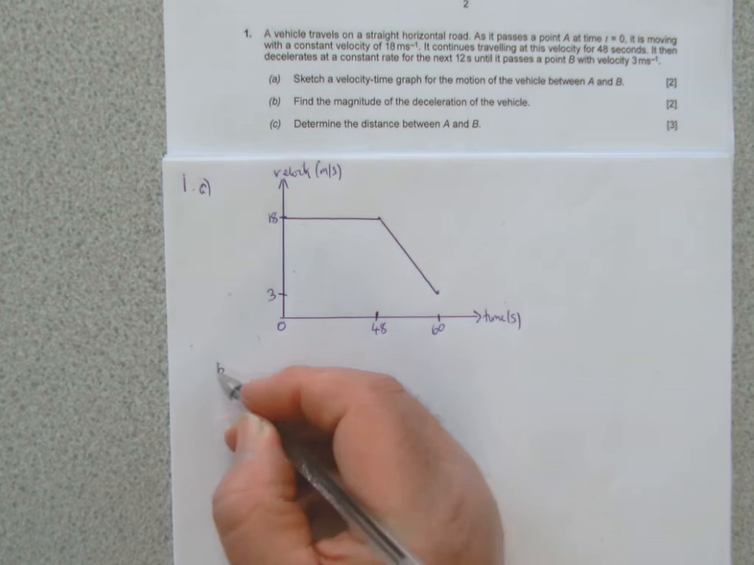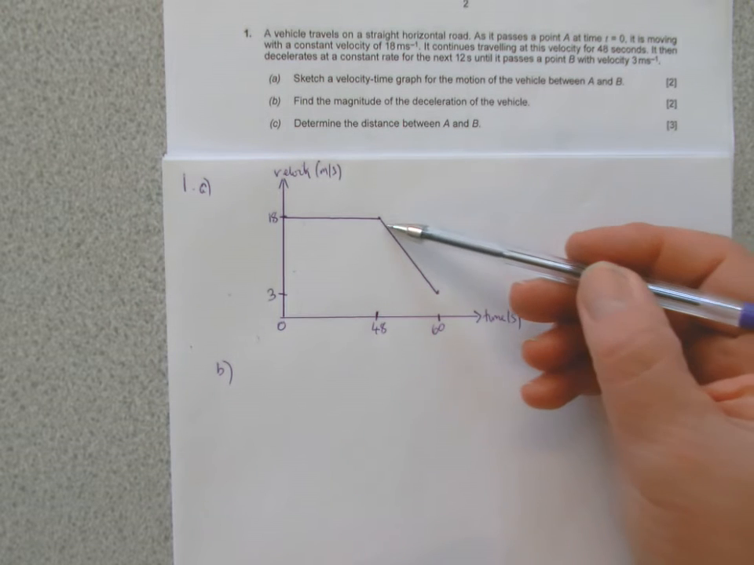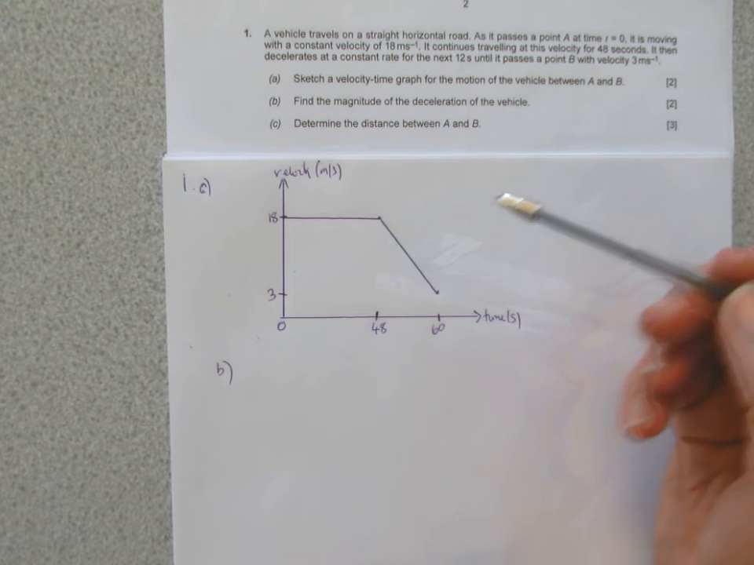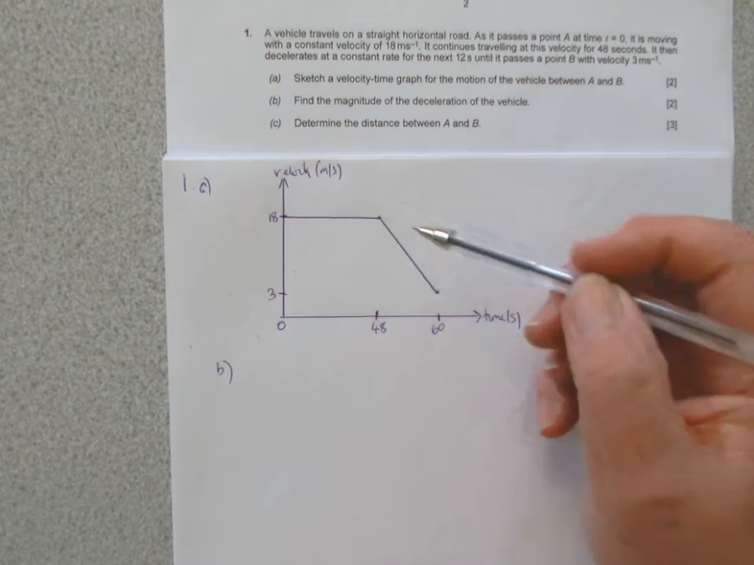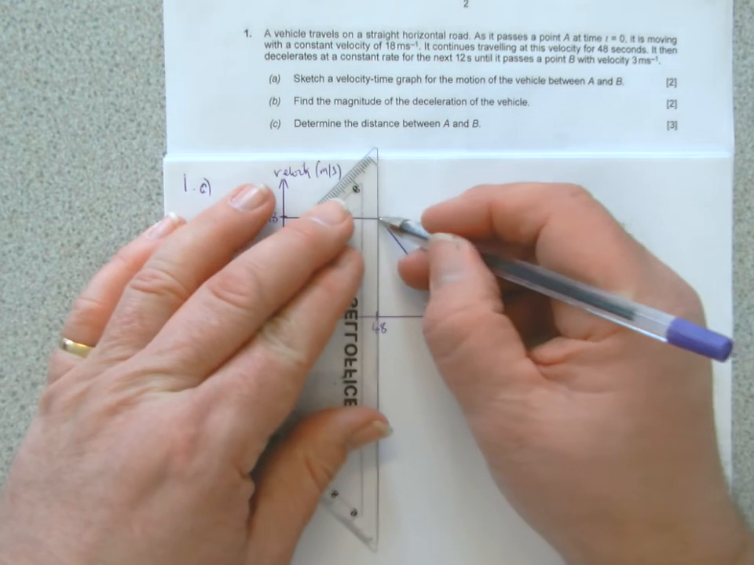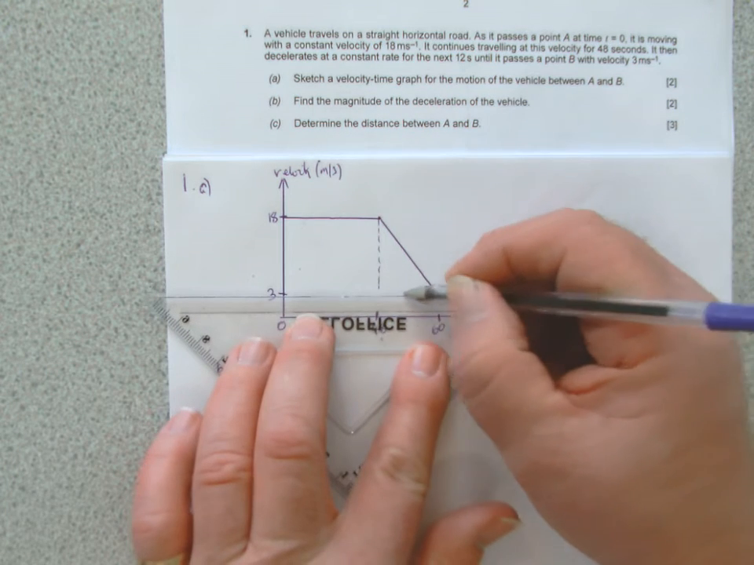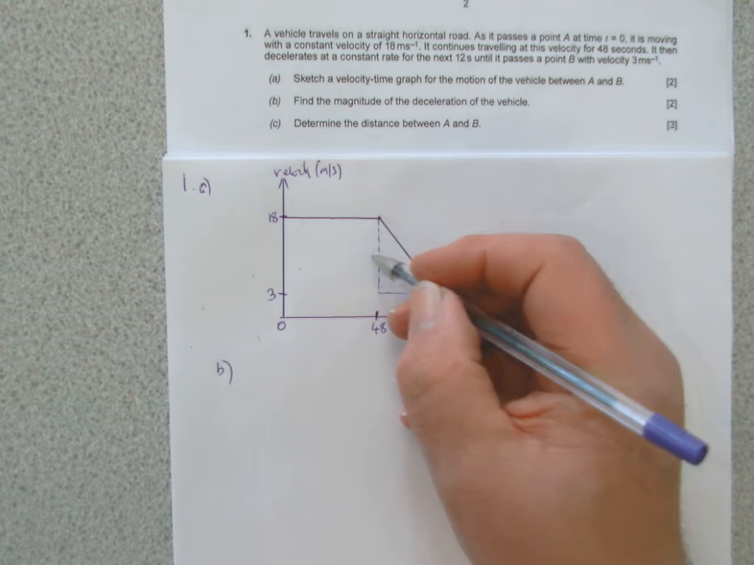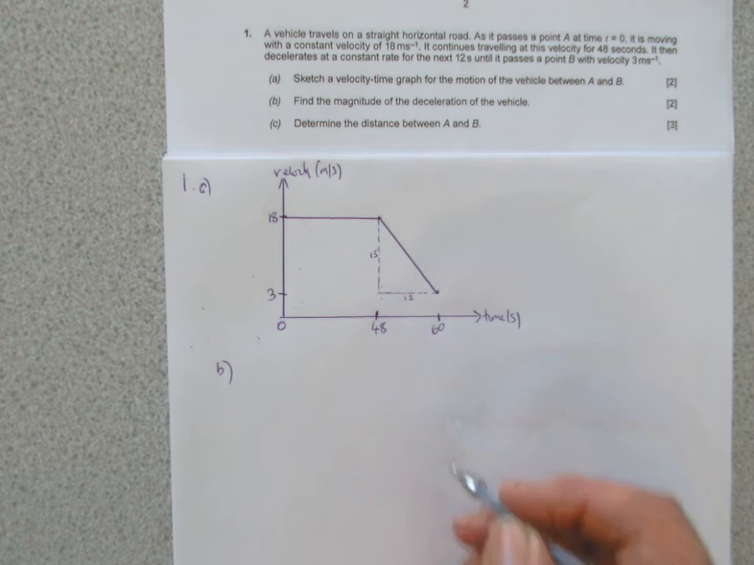Then part B, find the magnitude of the deceleration of the vehicle. Well, it's decelerating at this stage here. Then I can do it 2 ways. I can either use the equations of motion, or I can use the gradient of that slope. Alright, I'm going to do it by the gradient. So I make my right angle triangle, and this length is 18 take away 3, which is 15, and this value is 12.